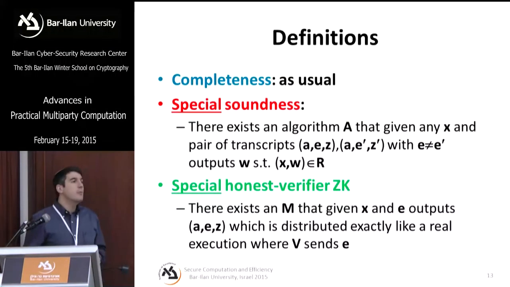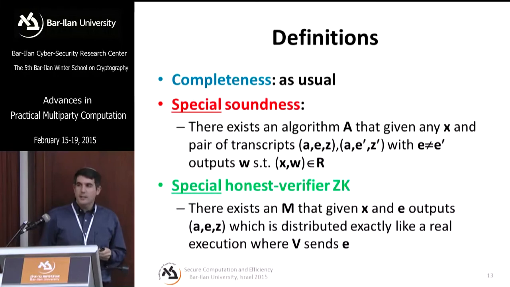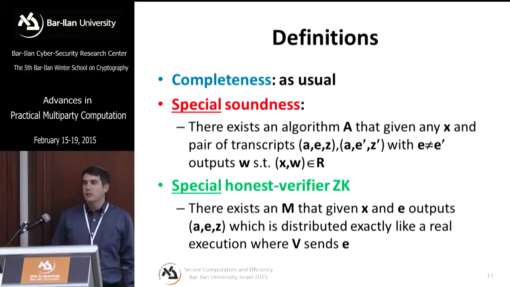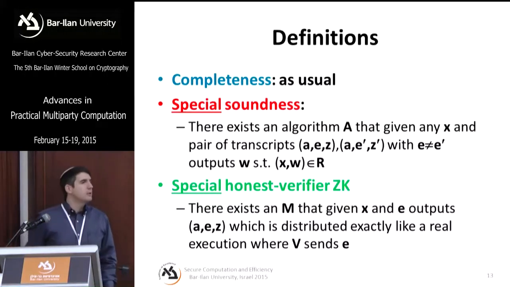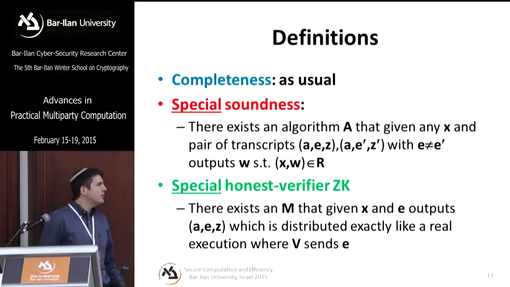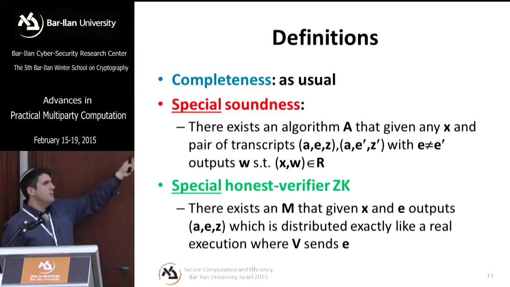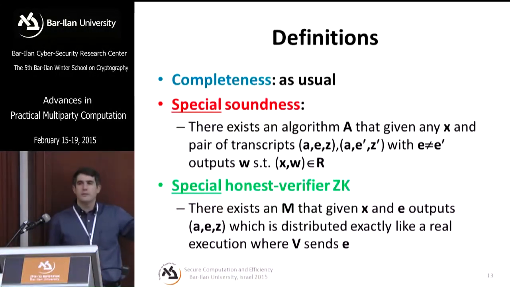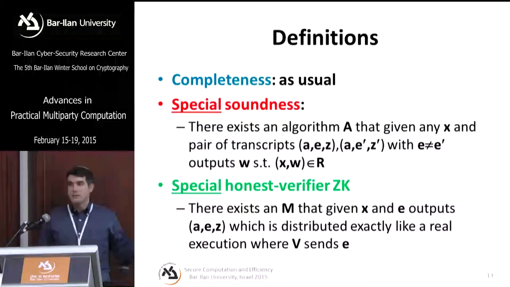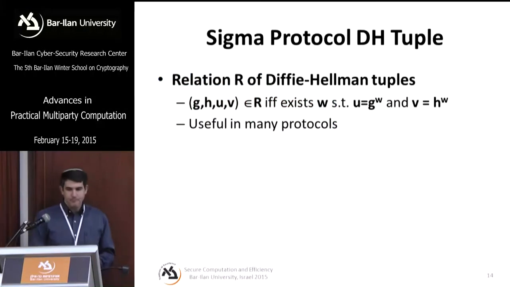And the last property is special honest verifier zero knowledge, which means that there exists a simulator machine M who, given X and a challenge E, will output (A, E, Z), which has exactly the same distribution as a real proof between the prover and verifier. Okay, so this is a sigma protocol. From experience, proving that a protocol is a sigma protocol is actually quite easy. Proving directly that something is zero knowledge is quite a pain. So this is also beneficial.